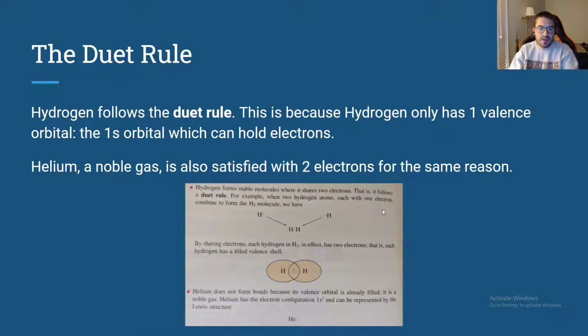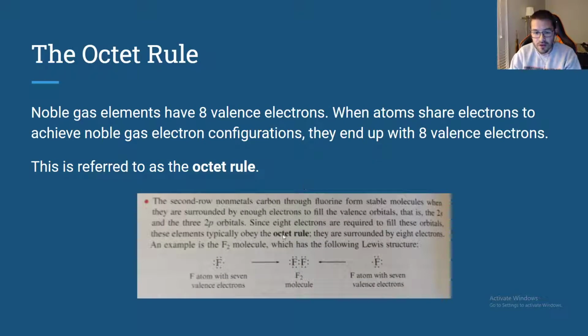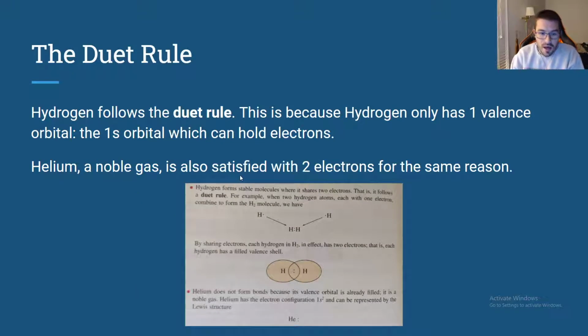Now, I do want to mention the duet rule. I didn't really know people called it this, but it makes sense. Duet means 2, right? So not every element obeys the octet rule. One or two notable exceptions here are hydrogen and helium. Hydrogen follows the duet rule, and this is because hydrogen only has 1 valence orbital. So instead of having 2 valence orbitals, the 2s and the 2p orbital, hydrogen only has the 1s orbital. That's its valence orbital. This can only hold, that should say 2 electrons.